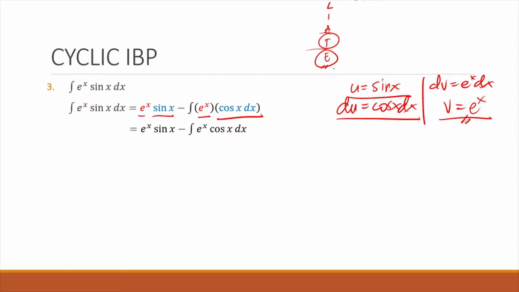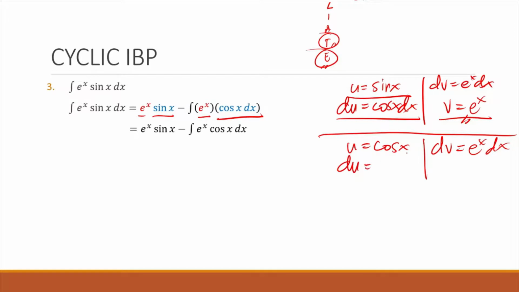exponential and trigonometric. Okay, so again, be consistent because in this case, we are applying a second round of IBP. So still, the u portion is the trigonometric portion, so cosine x, and then dv is still the exponential portion. So from here, du is what? Negative sine x dx, and v is still e raised to x. Okay, so plug in.